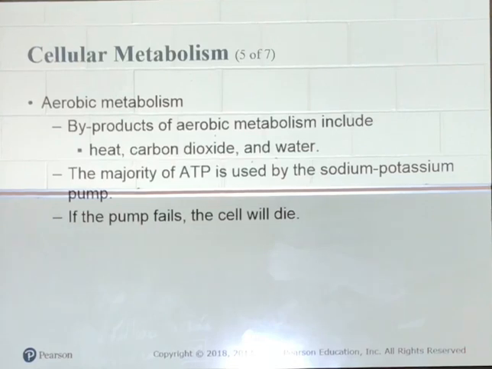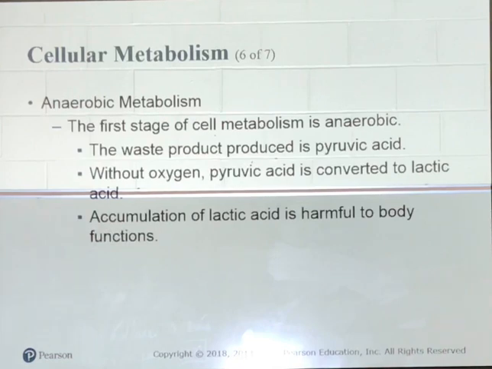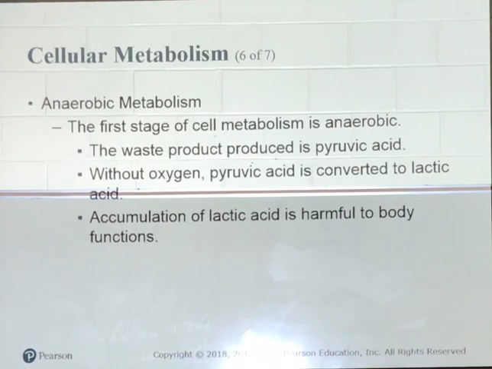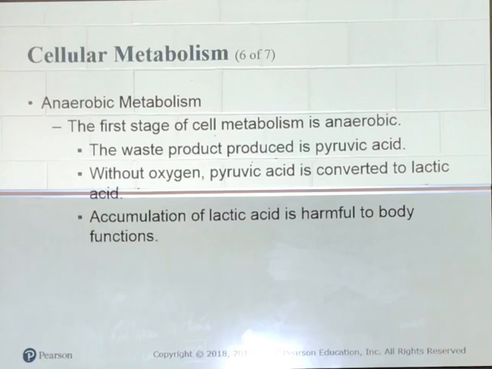We'll just talk about that. Anaerobic metabolism is the breakdown of molecules in the cell without the presence of oxygen. Just as with aerobic metabolism, glucose crosses the cell membrane, and normal glycolysis occurs with the production of pyruvic acid and the release of a small amount of ATP.